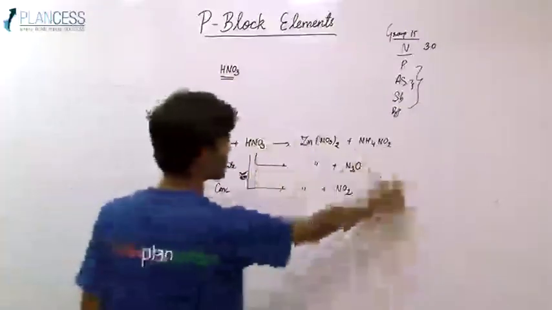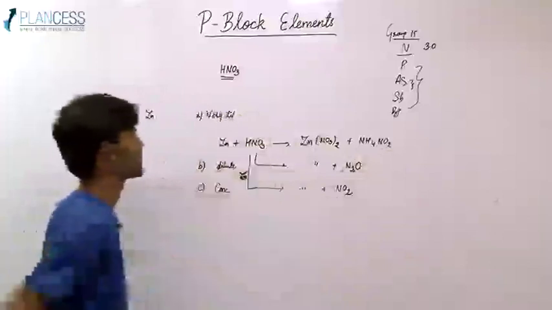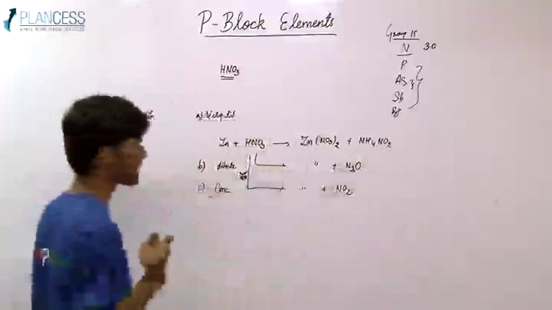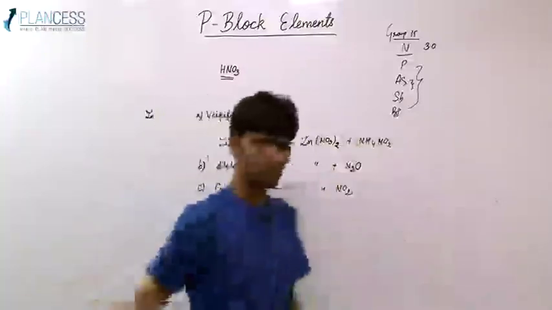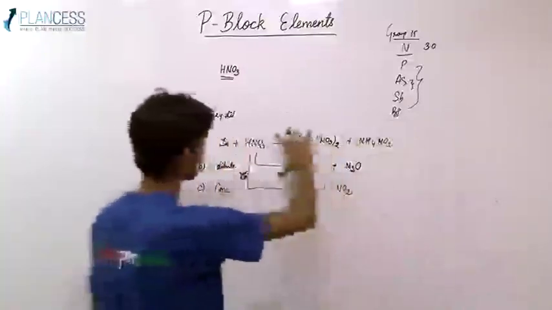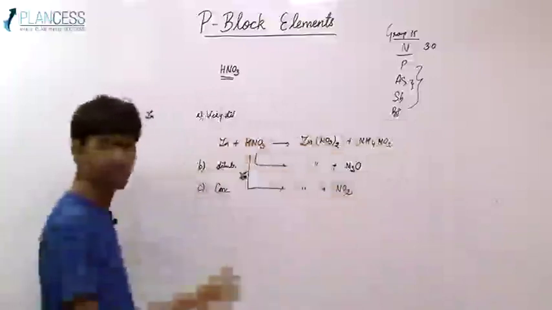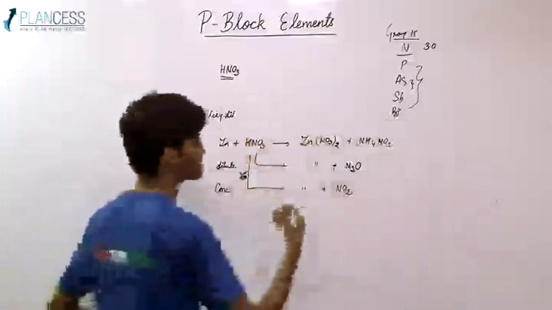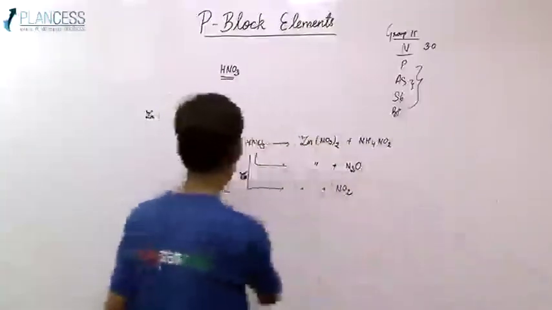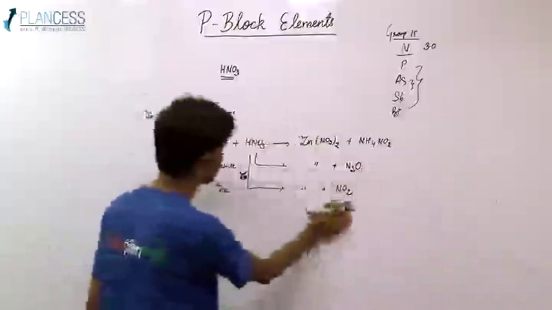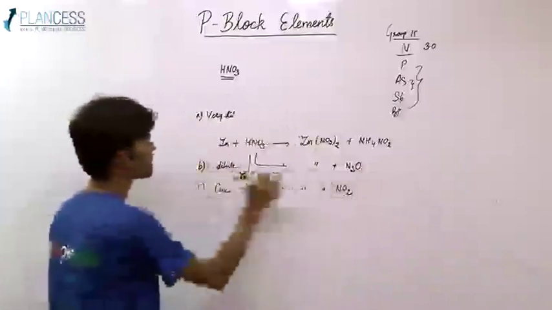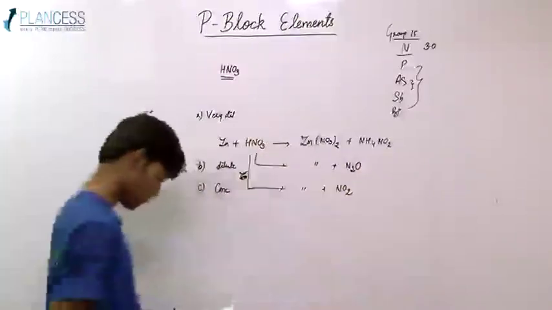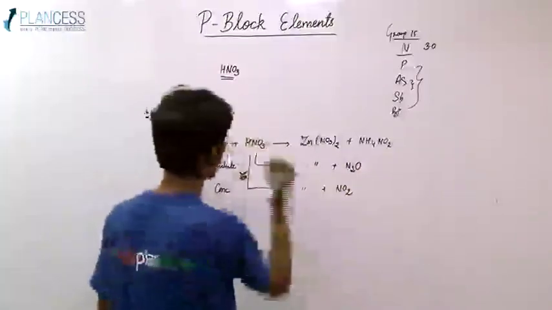When very dilute nitric acid is used, NH4NO2 is the product; when dilute nitric acid is used, N2O is the product; and when concentrated nitric acid is used, NO2 is the product. This is the trend followed for most of the other metals also. In some cases there is slight deviation, but most of the time, if concentrated HNO3 is used, NO2 will be the byproduct, if dilute is used, N2O will be the byproduct, and if very dilute is used, NH4NO2 will be the byproduct. This was the reaction with metals.